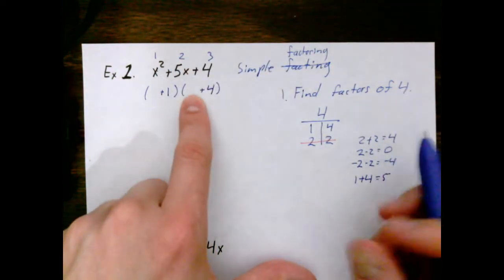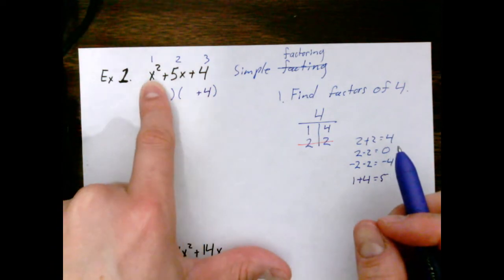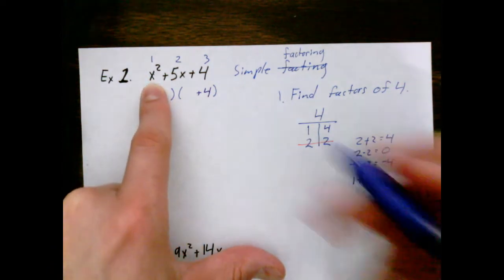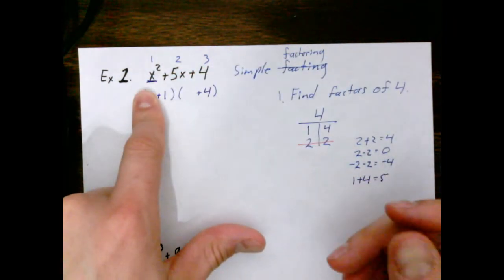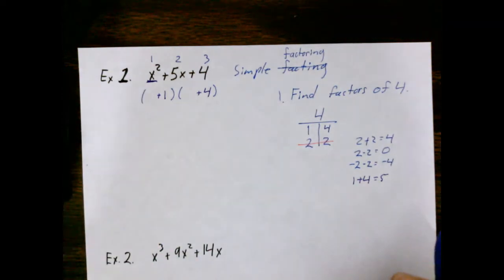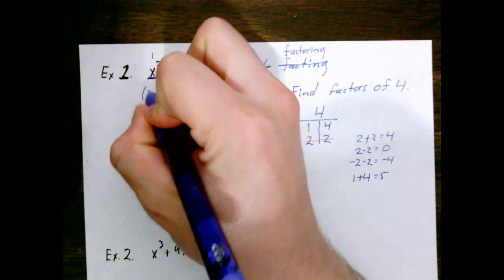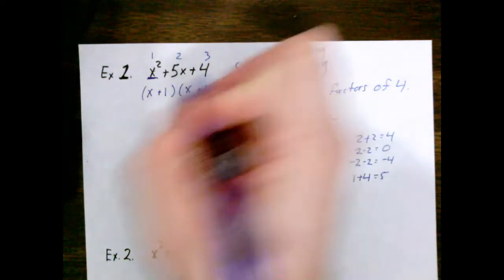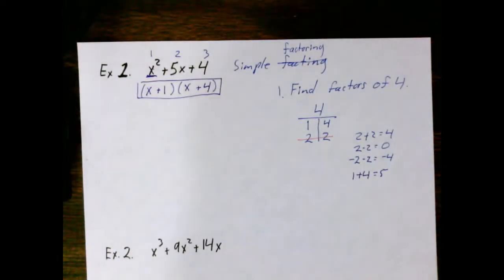The only other thing we have to think about is what goes in the front here. And to figure that out, you need to figure out what two things are going to multiply together to give us this first term. So what two things multiply together to give us x squared? And you scratch your head and you think back to what your kindergarten teacher taught you and you go, oh yeah, x times x is x squared. So x plus 1 times x plus 4, those are our factors of x squared plus 5x plus 4.